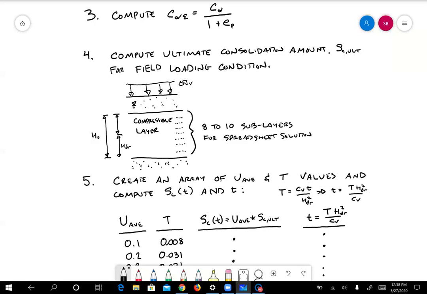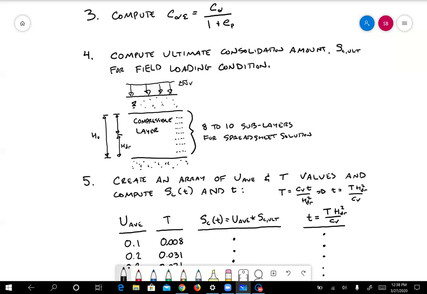We take the compressible layer and divide it into thin sublayers. If we're doing a spreadsheet solution, usually we're doing 8 to 10 sublayers. As you add more sublayers, the solution becomes more accurate. But usually 8 to 10 is good for most problems.